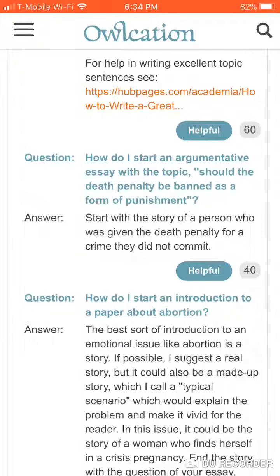Reading another question. How do I start an introduction to people about abortion? And now the answer. The best sort of introduction to any emotional issue like abortion is a story. If possible, use a real story, but it could also be a made-up story with a typical scenario, which would explain the problem and make it vivid for the reader. In this issue, it could be the story of a woman who finds herself in a crisis pregnancy, and the story ends with a question.